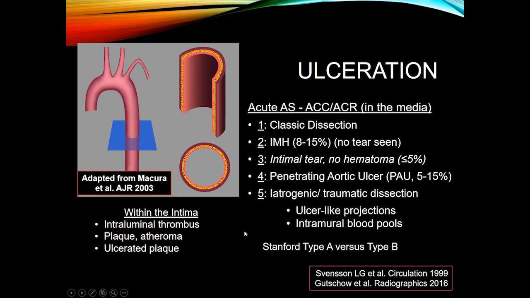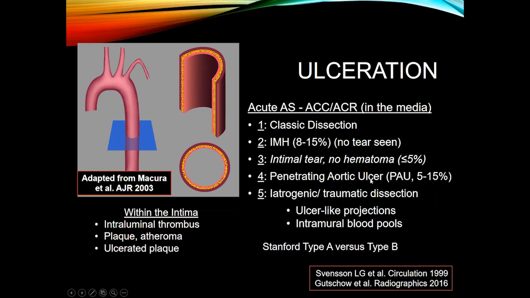So we move into the category of ulceration and dissection, and really we think about this in terms of acute aortic syndrome, and there are several scenarios that we see. There's the classic dissection, the intramural hematoma. We don't often see a tear, but it's most likely due to a tear through the intima, but there is an entry tear without an exit tear as opposed to the classic dissection. Sometimes you can get an intimal tear, which is very subtle, on the ascending aorta with no hematoma.